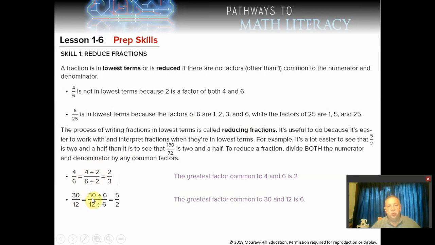So here's 30 and 12. Well, we've got 6 that's in common here, they're telling us. 6 divides into 12 2 times, 6 divides into 30 5 times. So if I divide the 6 over the 6, I get the 5 halves. And really, we can do this another way: this 30 is 5 times 6, and the 12 is 2 times the 6, and that common factor I get to cancel out. And we'll look at those again in a few minutes.